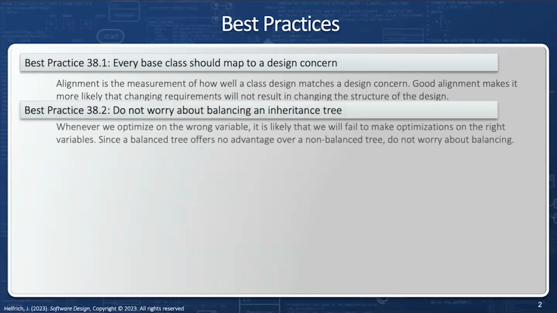Do not worry about balancing an inheritance tree. Whenever we optimize on the wrong variable, it is likely we will fail to make optimizations on the right variables. Since a balanced tree offers no advantage over a non-balanced tree, do not worry about balancing.